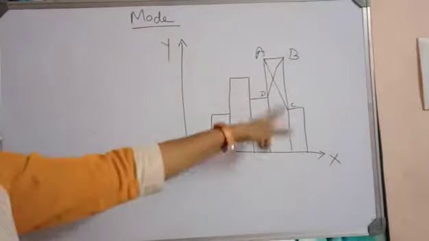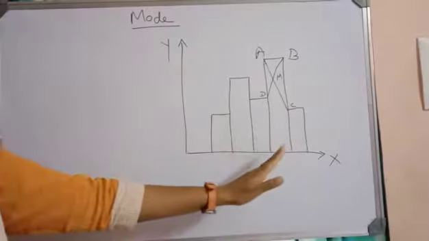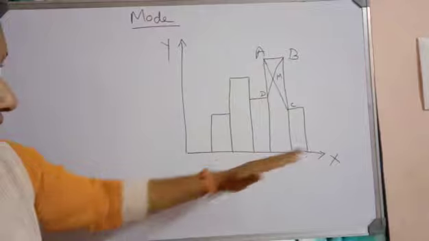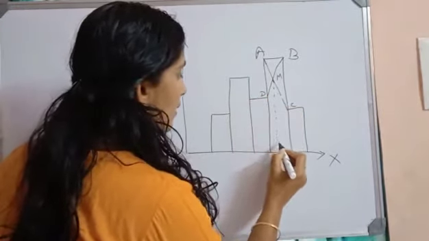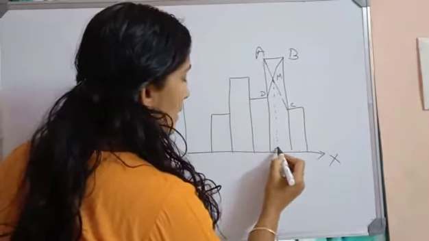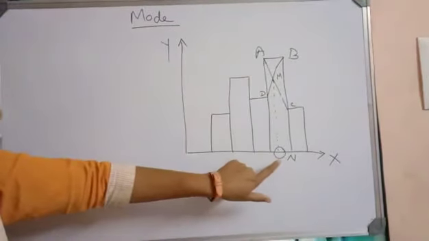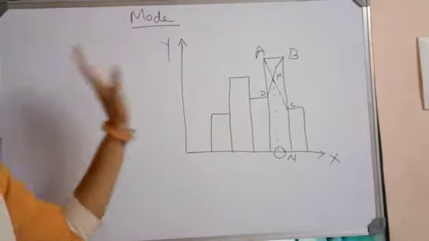Through the meeting point, which we mark as M, you have to draw a line, a dotted line, perpendicular to the x-axis, the horizontal axis. It will meet the x-axis, and mark that point as N, or any letter you can use to represent it. The value of N that you get on the x-axis will be the value of the mode.